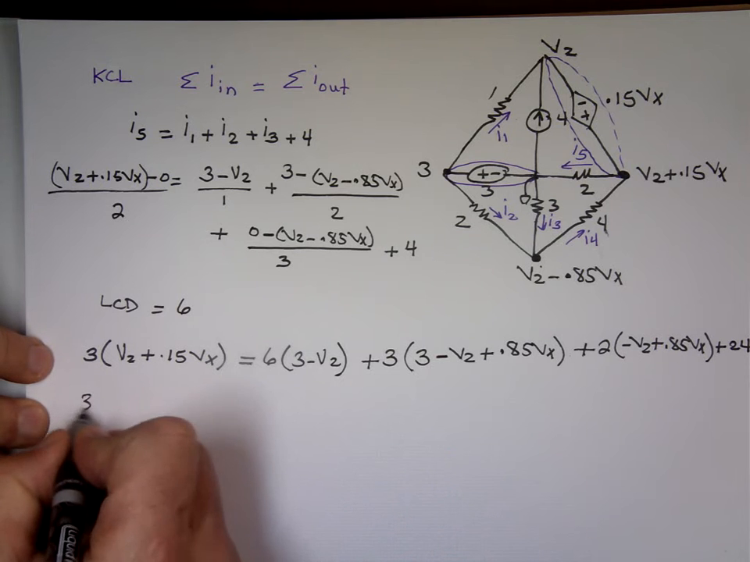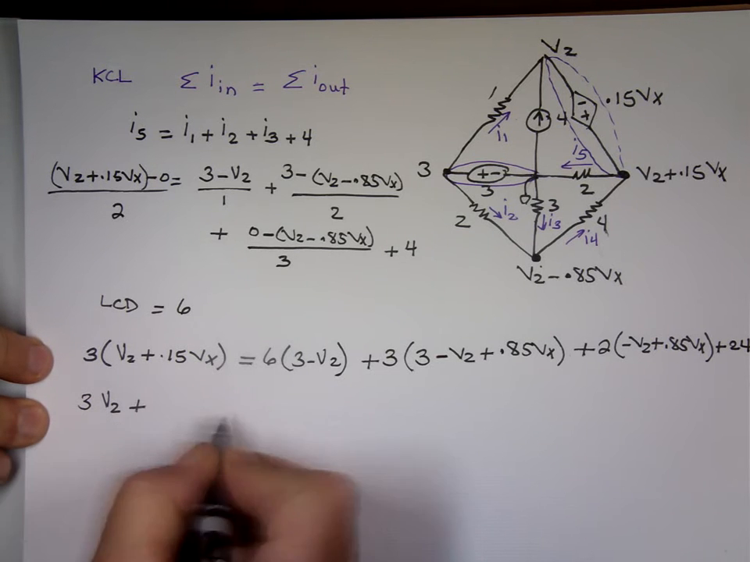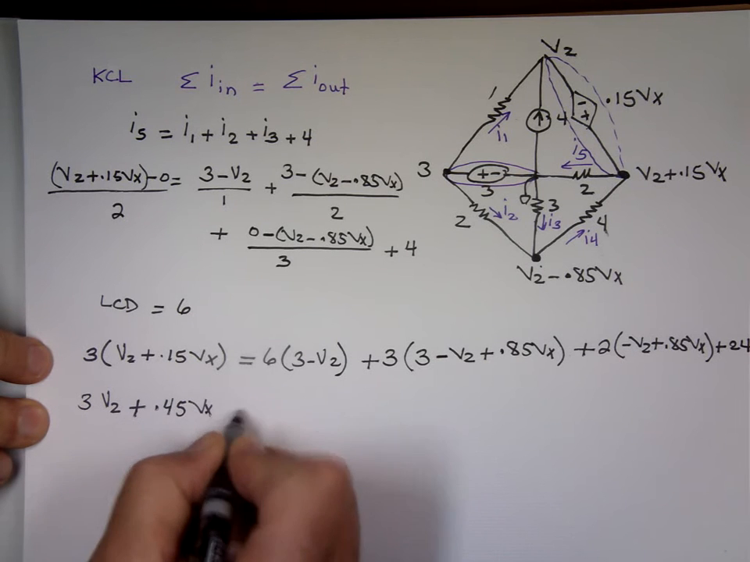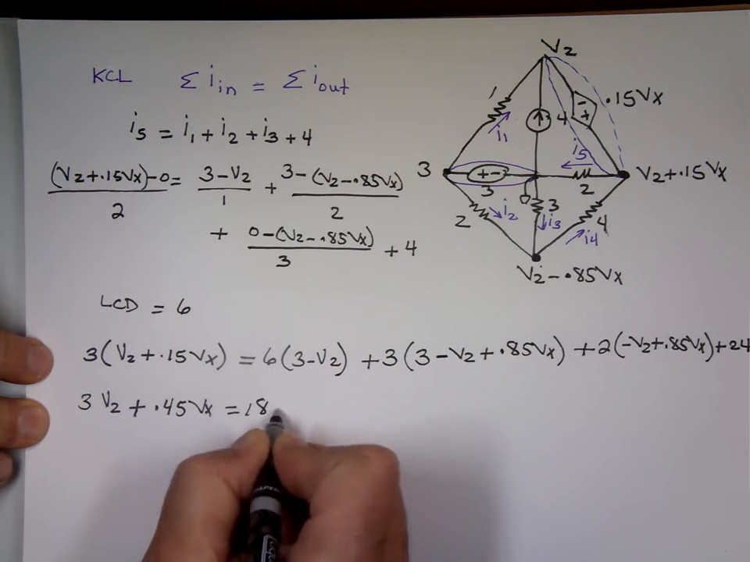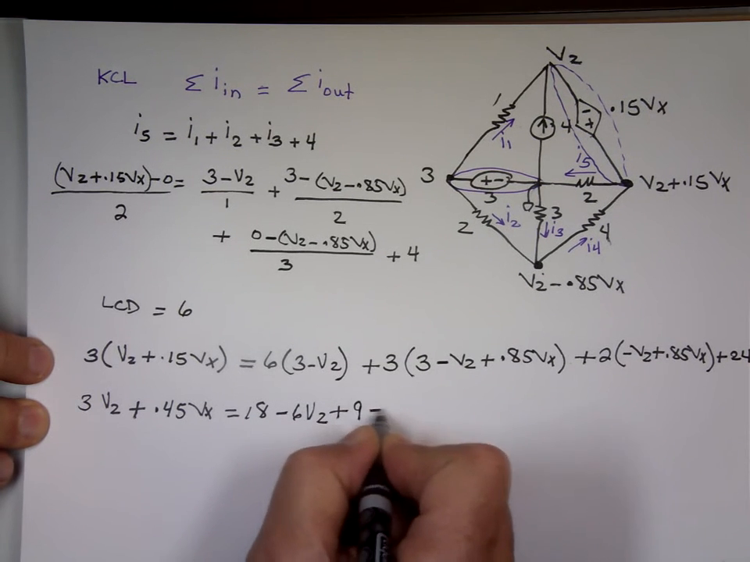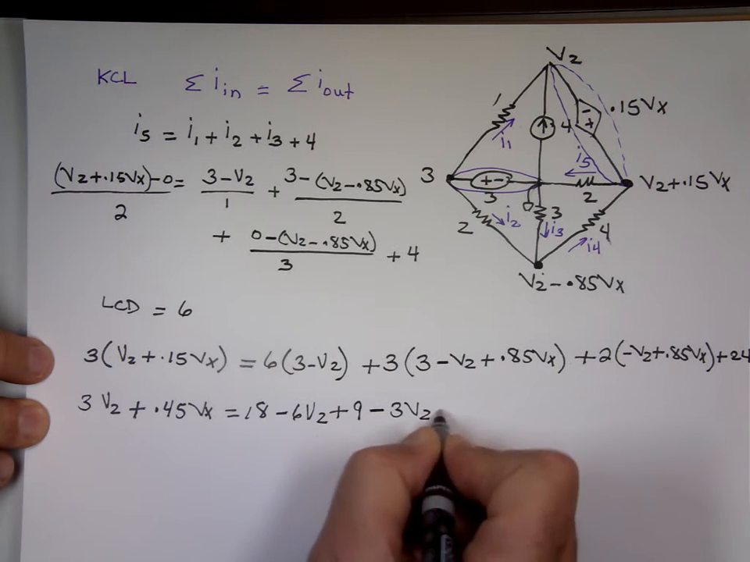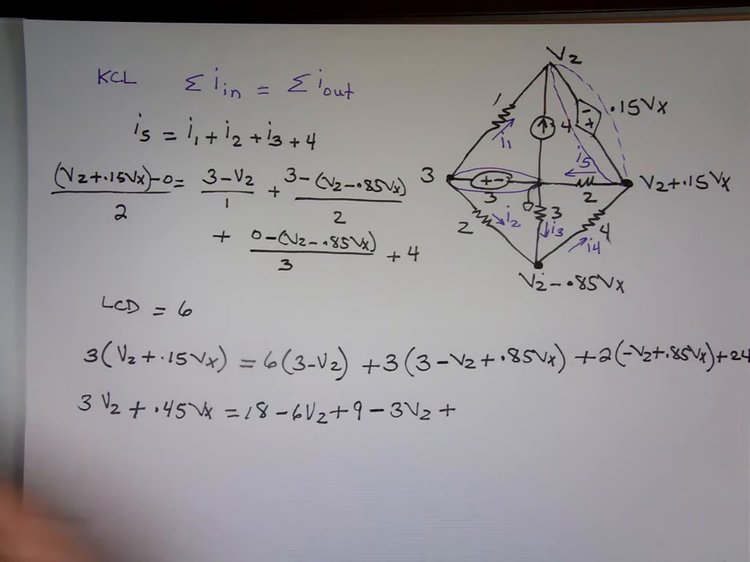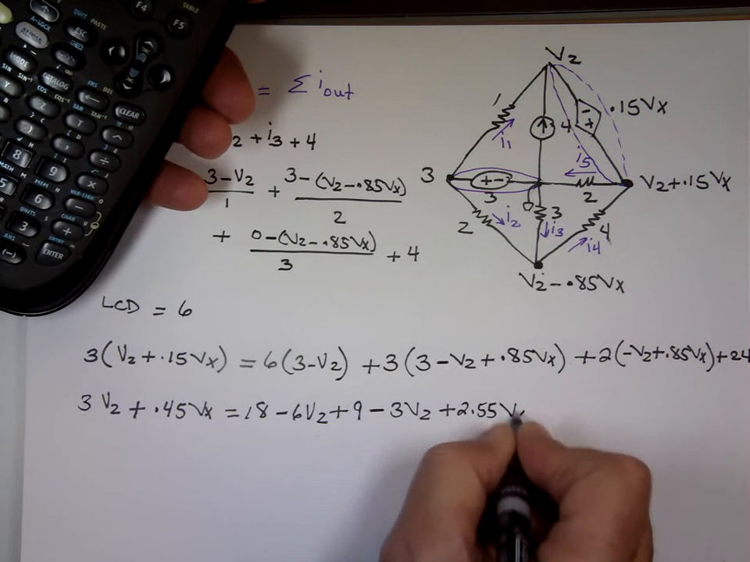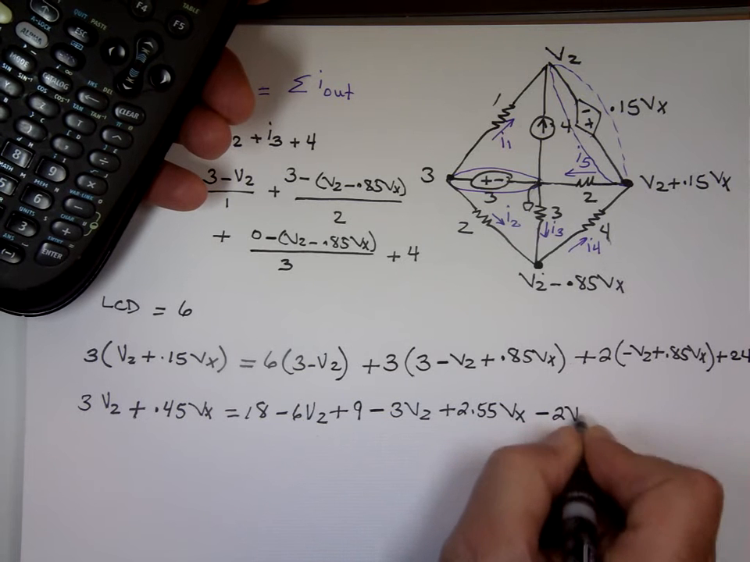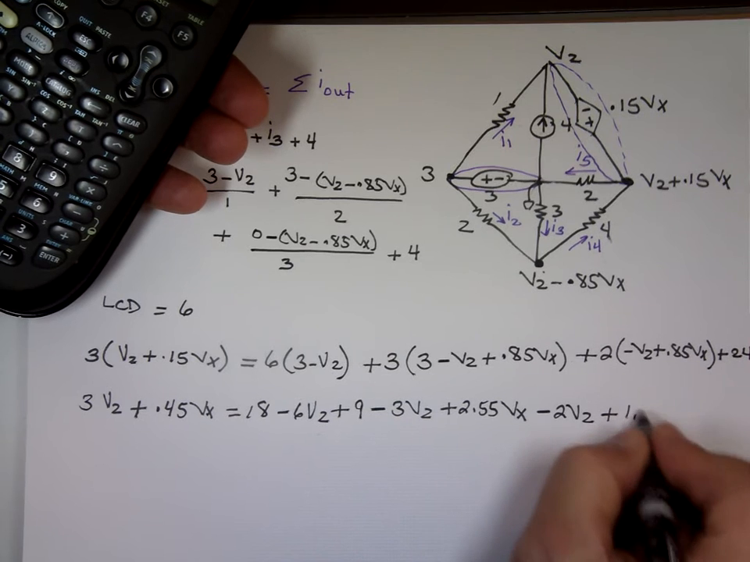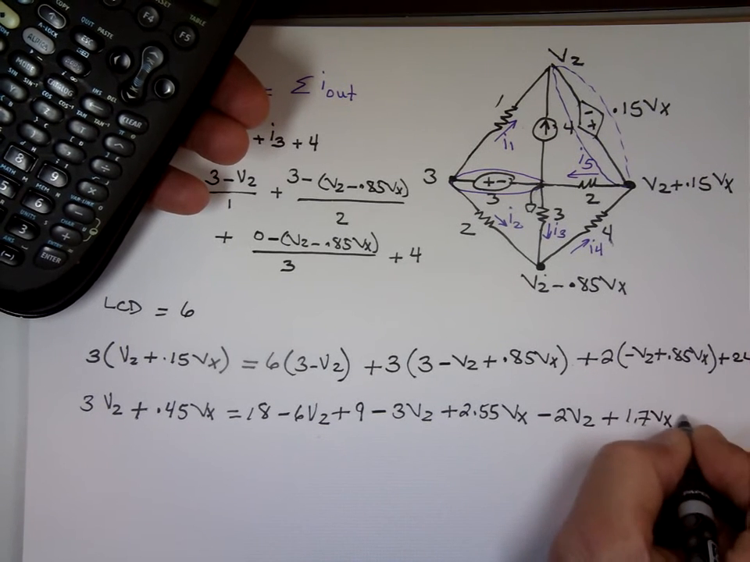3V2 plus what? Is that 0.45 Vx? 18 minus 6V2 plus 9 minus 3V2 plus 2.55 Vx minus 2V2 plus 1.7 Vx plus 24.